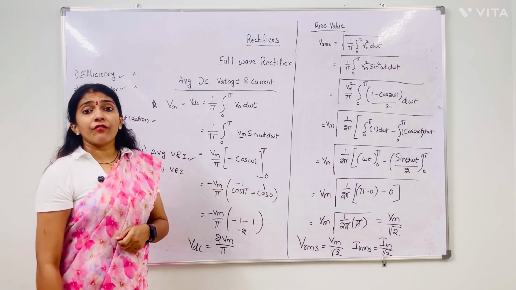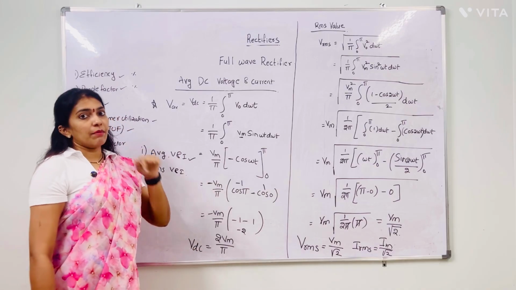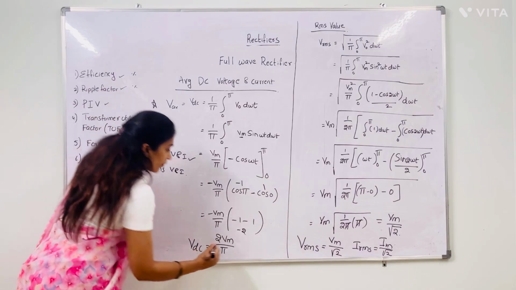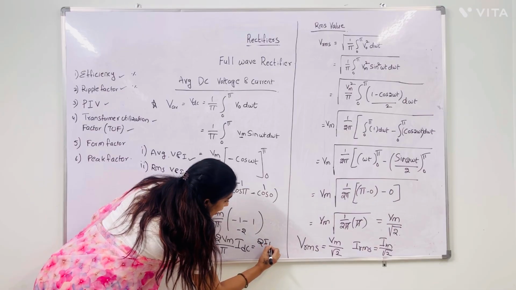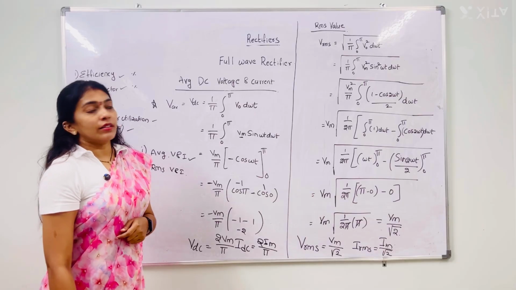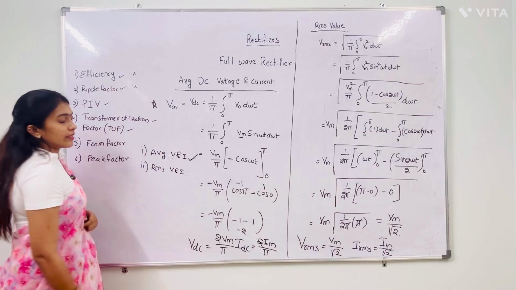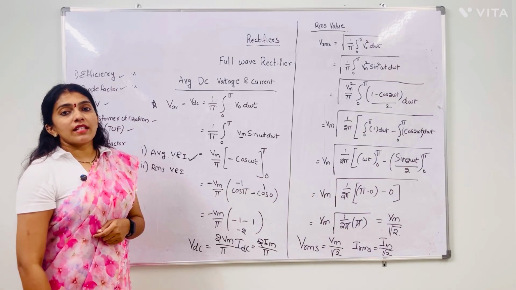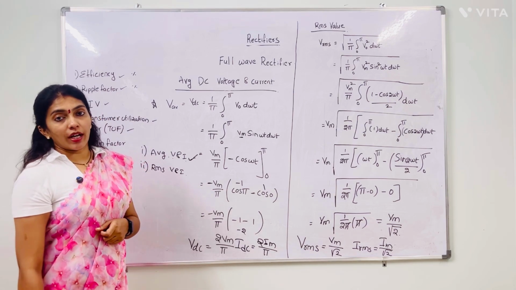Do you remember for the half wave rectifier? For the half wave rectifier, this value is Vm by pi. Now this average value is doubled, right? Similarly, the average current value is 2 Im by pi. So the average voltage and current values are calculated. Next, go for the RMS value of voltage and current. RMS values are calculated for input voltage and input current, right?